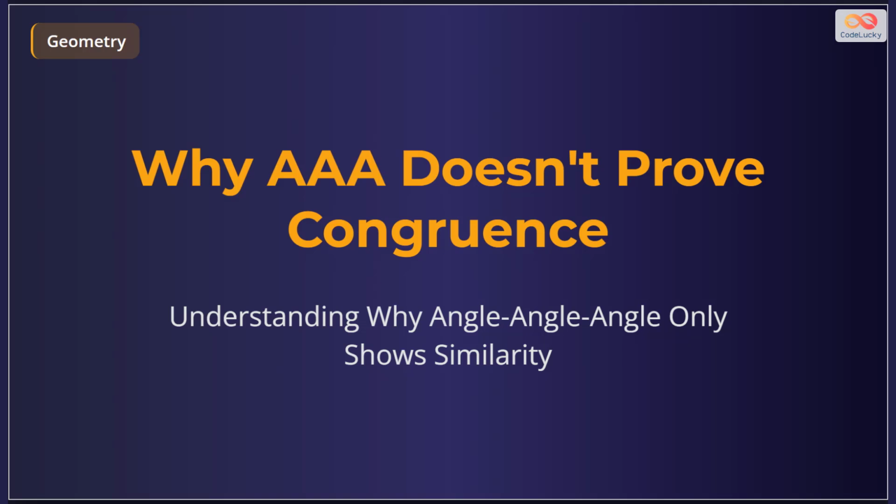In geometry, we often want to know if two shapes are exactly the same. Today, we're going to explore a common point of confusion, the angle-angle-angle condition, and understand why it proves that two triangles are similar, but not necessarily congruent.